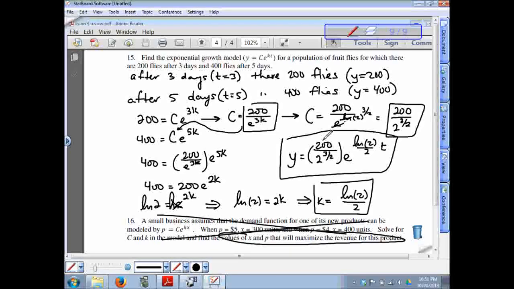And the value in finding a model to fit that data is, in addition to knowing how many flies there are after 3 days and 5 days, we can now find how many flies there would be on any number of days by plugging in different values for t. We can make predictions further on down the road in terms of days and weeks and months by using this model.